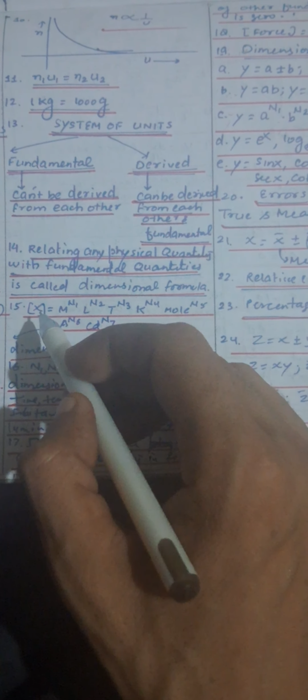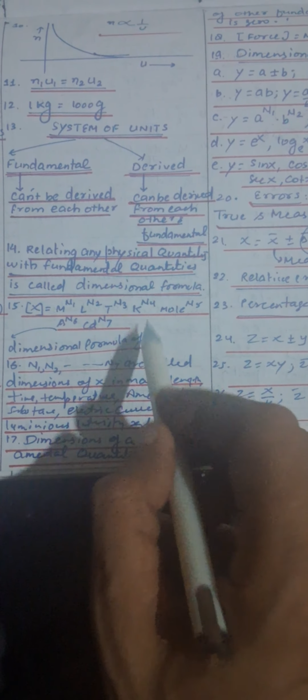Next, relating any physical quantity with fundamental quantities is called the dimensional formula of that particular physical quantity. Any physical quantity x can be written in terms of the 7 fundamental quantities: mass, length, time, temperature, mole, ampere, and candela. Any physical quantity can be expressed in terms of these. And here n1, n2 up to n7 are called the dimensions of x in terms of mass, length, time, temperature, amount of substance, current, and luminous intensity respectively.